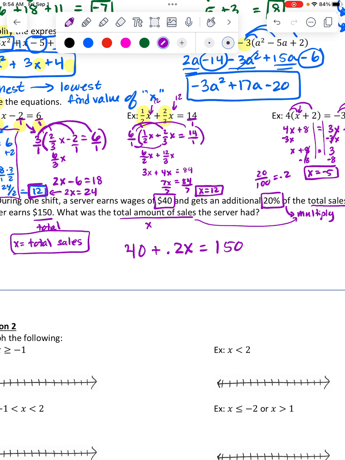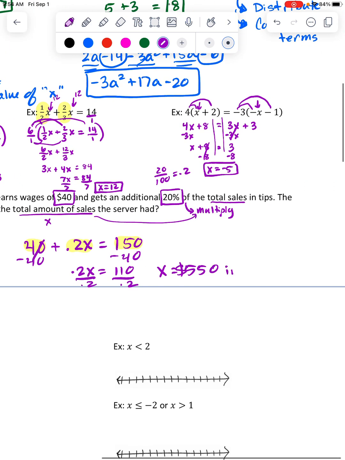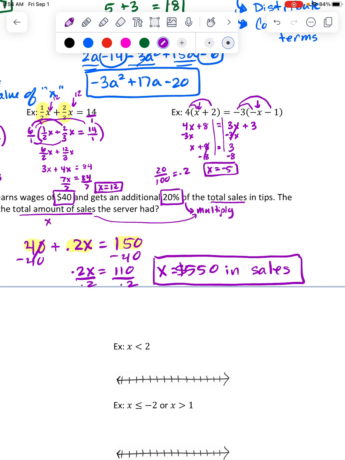So your total payment of 150 is a combination of your straight up wage and the commission or tips or whatever you want to call it that you made off the sales. So we've got to figure out how much money you must have sold. How much product did you sell in order to make that payment? So I'm going to take away the 40 from both sides. I'm going to have this 0.2x equals 110. And when I divide by the 0.2, I find out that I must have had $550 in sales in order to make that much money, that 150.